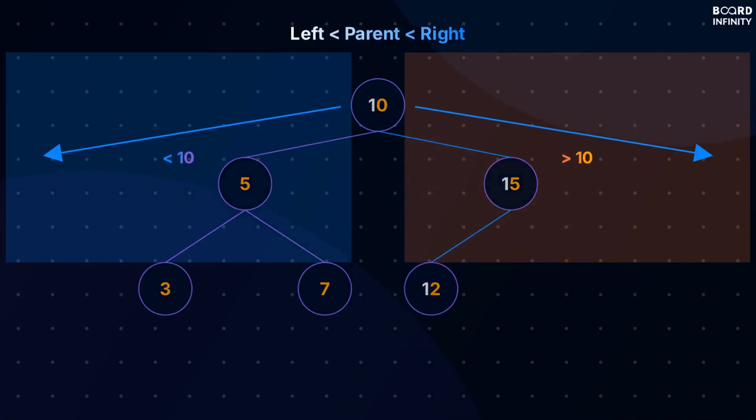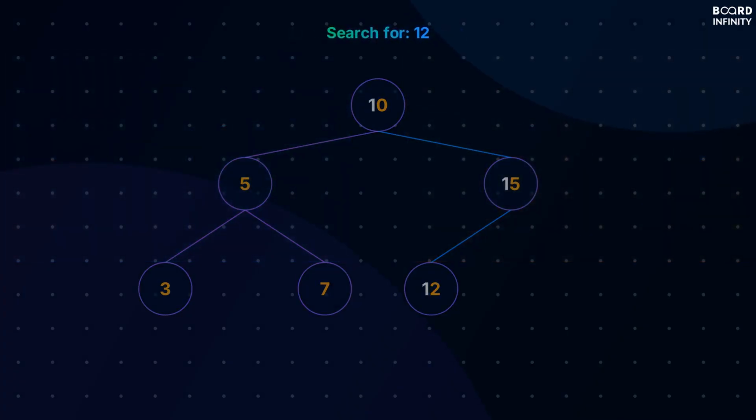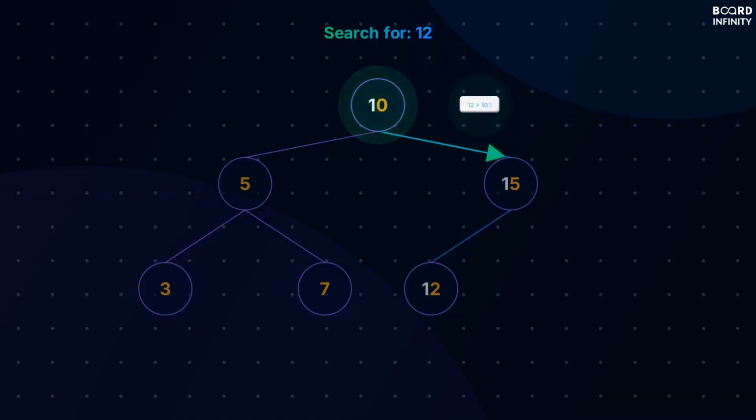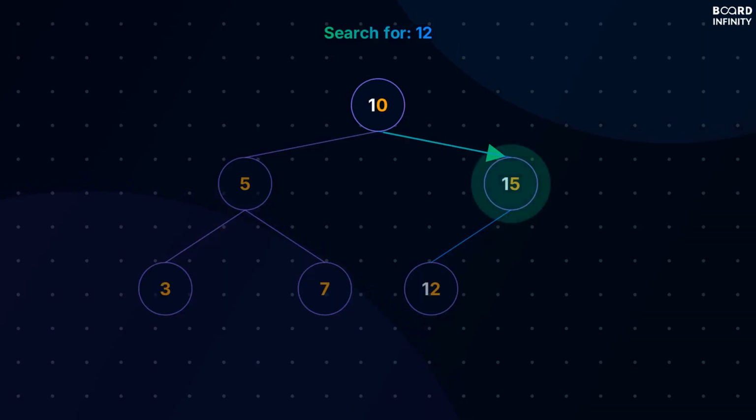Now that we have a tree, let's see how efficiently we can search for a particular value, like 12. This process leverages the same comparison logic we used for insertion. We start our search at the root 10. Is 12 larger or smaller than 10? It's larger, so the rule dictates we move to the right child. At 15, 12 is smaller, so we go left, and there we find 12.